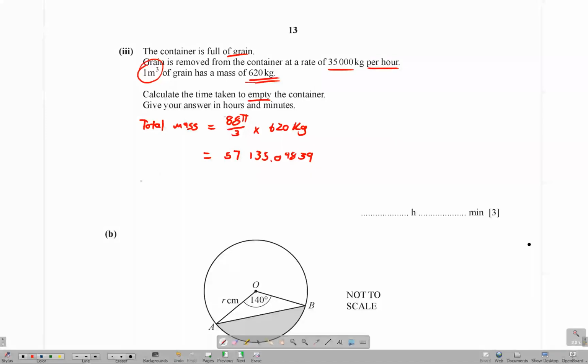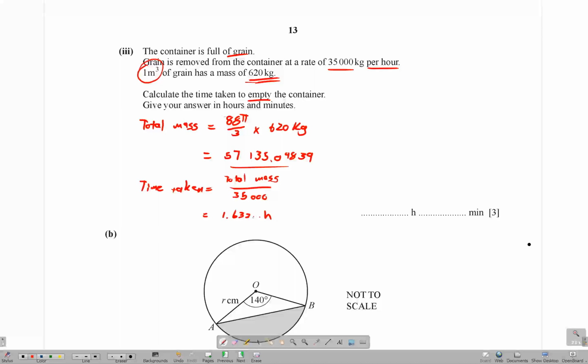Okay, so now to find the time taken. So we can just say the time taken is equal to, so we'll take this mass, and I'm just going to say the total mass, and we'll use the calculator answer, divided by 35,000. Okay, so I'm taking this value in my calculator and dividing it by 35,000. Let's see, divided by 35,000. And we have, let's see, so this is equal to 1.632 and so on and so forth hours.